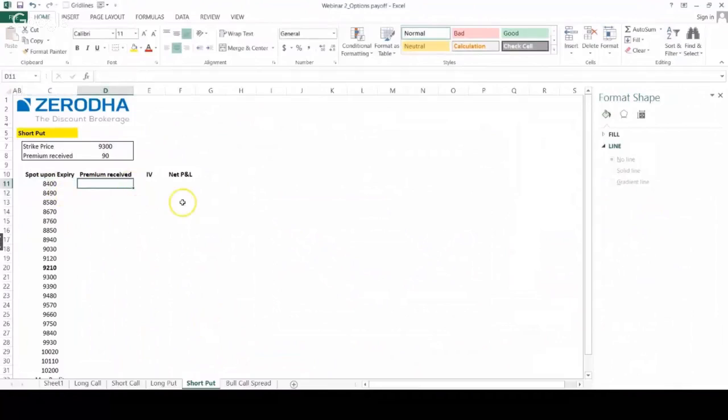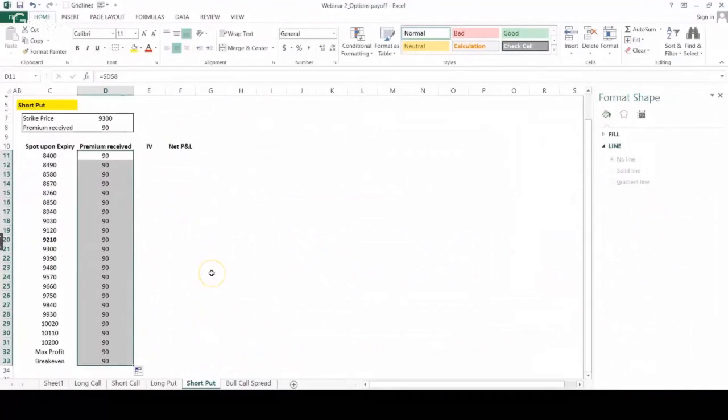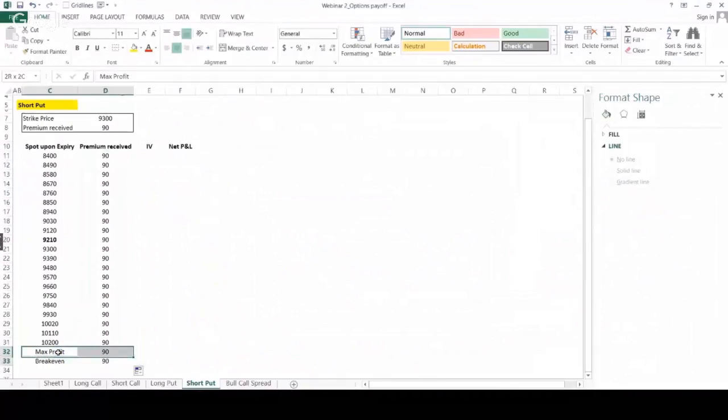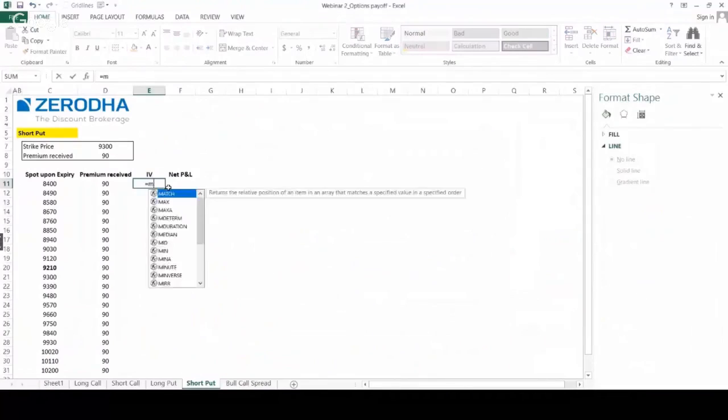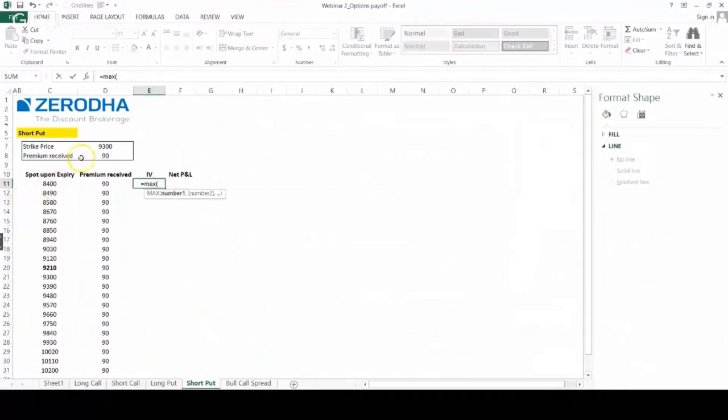Right. Premium, remember, this is a short put position, so I'm receiving premium, and the premium received will be the same irrespective of where the market goes. Right? I'm going to get rid of this. Intrinsic value of a put option will be the same: max of the strike price minus the spot price, or zero, right?